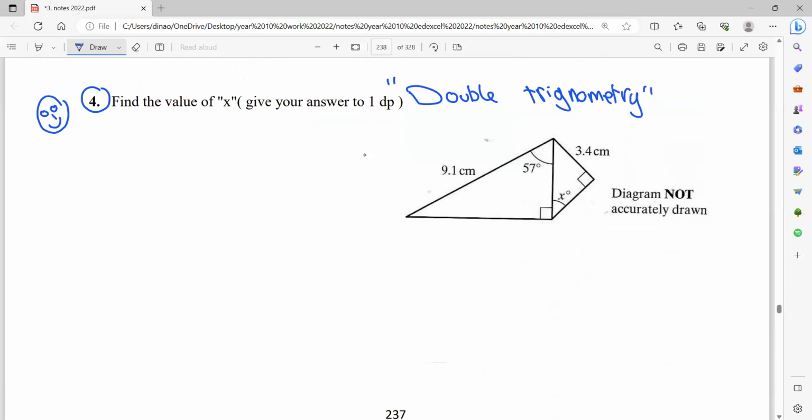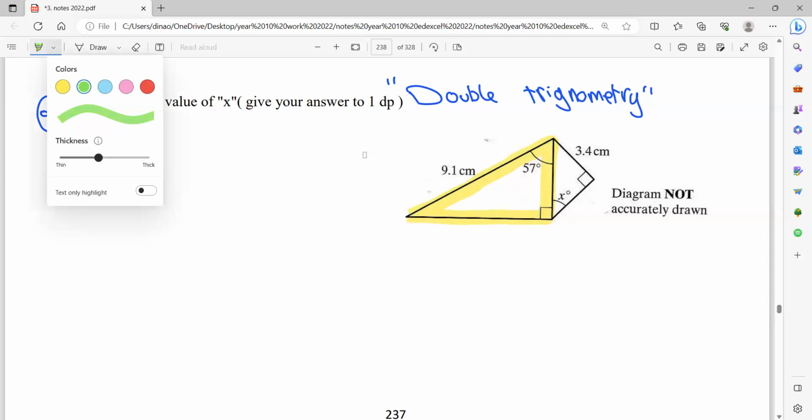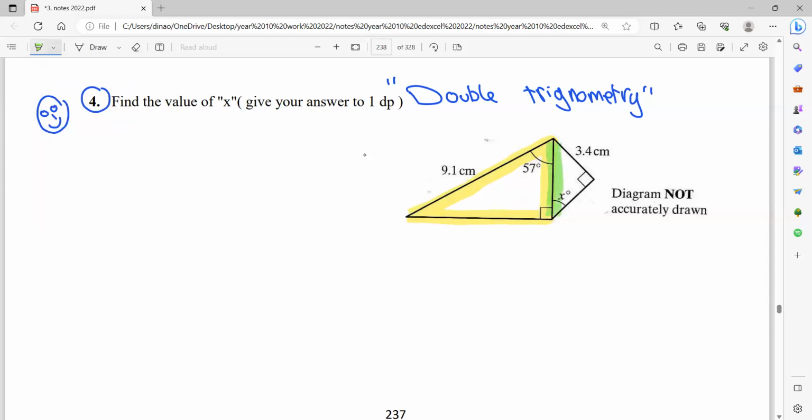Now, what is a double trigonometry question? And actually, sometimes it might be a triple trigonometry question. A double trigonometry question is a question in which you use more than one rule, or as you can see, it has two triangles. Where are my triangles? Let me highlight them. This is the first triangle, the one labeled in yellow, and let me use another highlighter. This is the one highlighted in green. Okay, now we have two triangles over here.